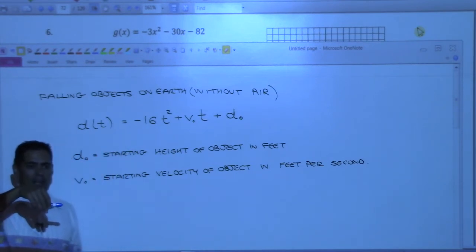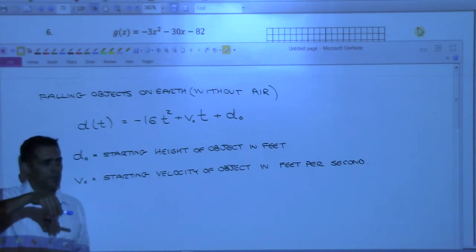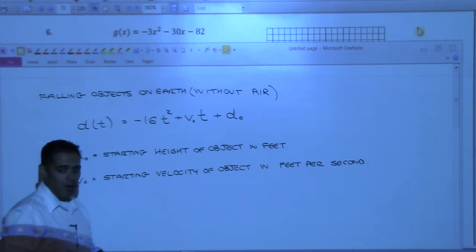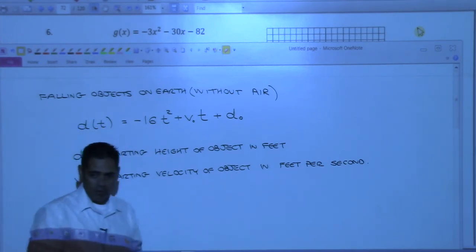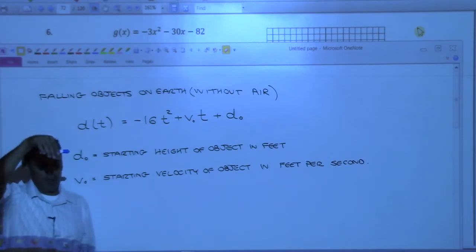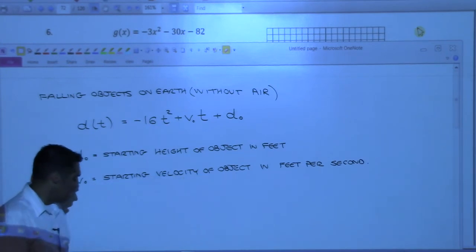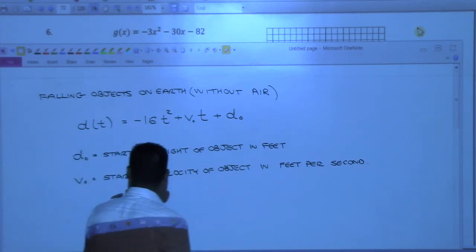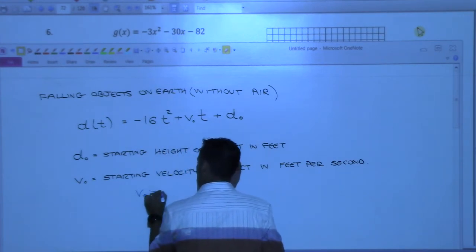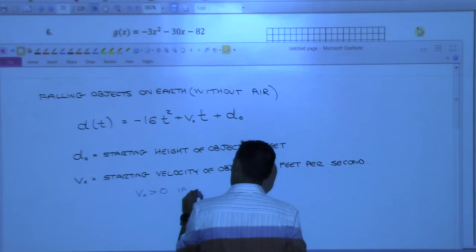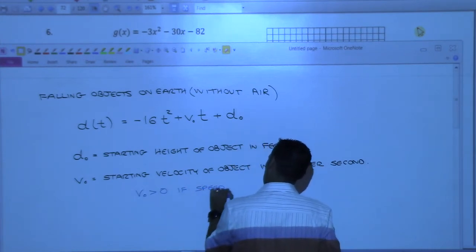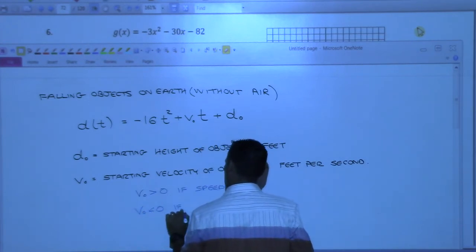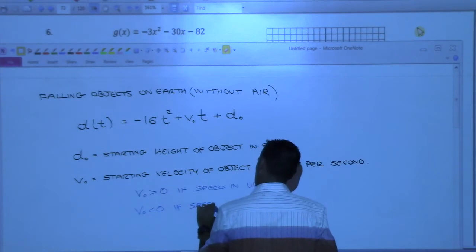But what if that helicopter was actually rising as you step off? So it's going up. Then as you step off, you're actually going to go up just a little bit before you go down, because you actually have some speed vertically. So if that starting velocity is going up, it's going to be a positive number. I told you this earlier, and if it's down, it's negative. So I need to state that here. V naught will be positive if the speed is up, and V naught will be negative if speed is down.